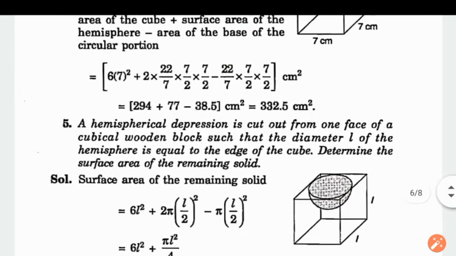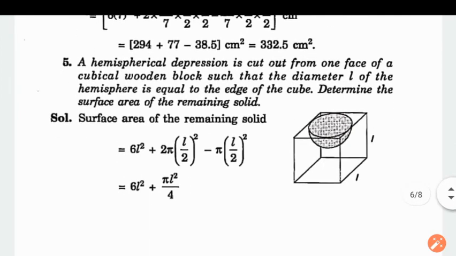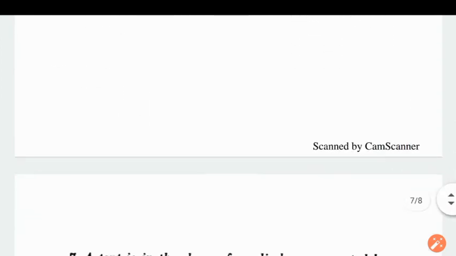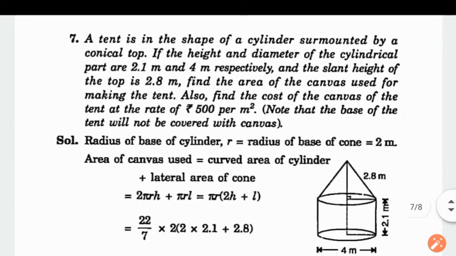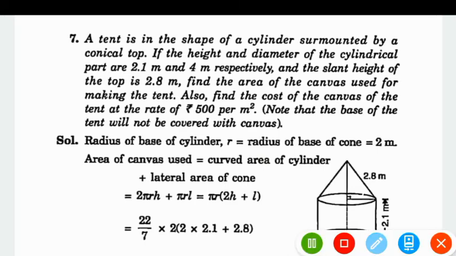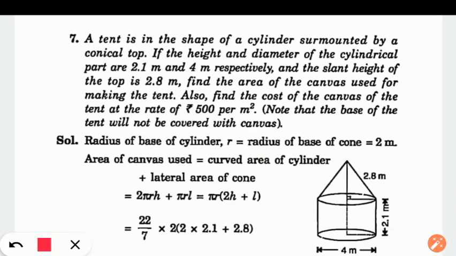Question number 5 is the same as question number 4, so I am leaving this question up to you. Now, question number 7. Here, a tent is made in the shape of a cylinder. You can see here we have a cylinder, and it is surmounted by a conical top.